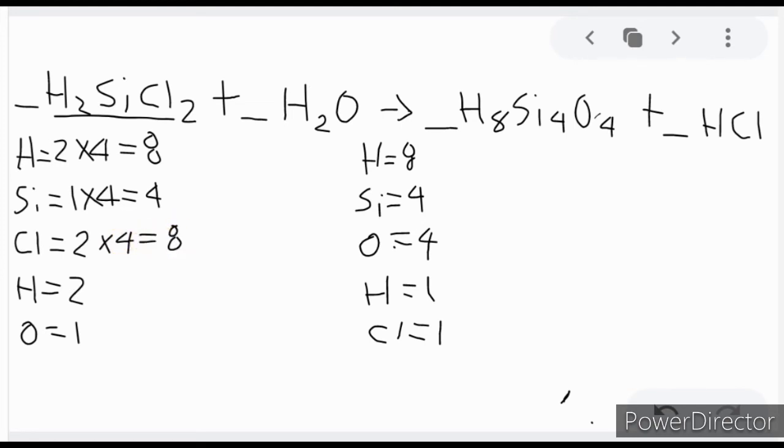So now we have this value, but it is not equal yet. So the next thing that we need to do is to think of an element that we are going to balance on both sides.